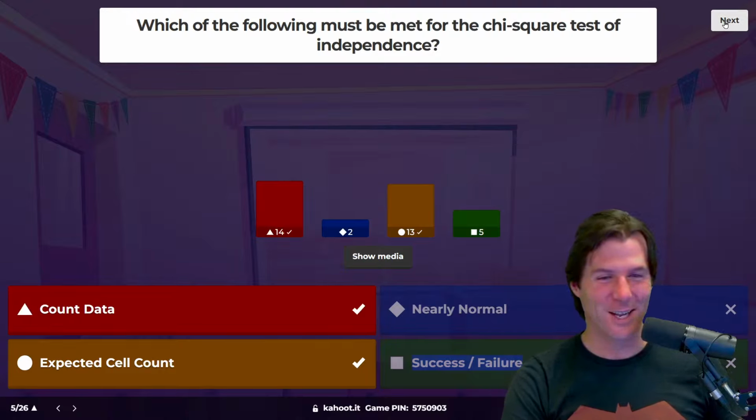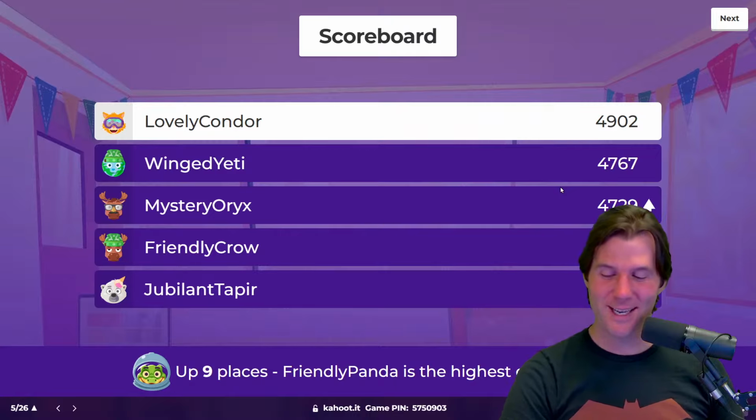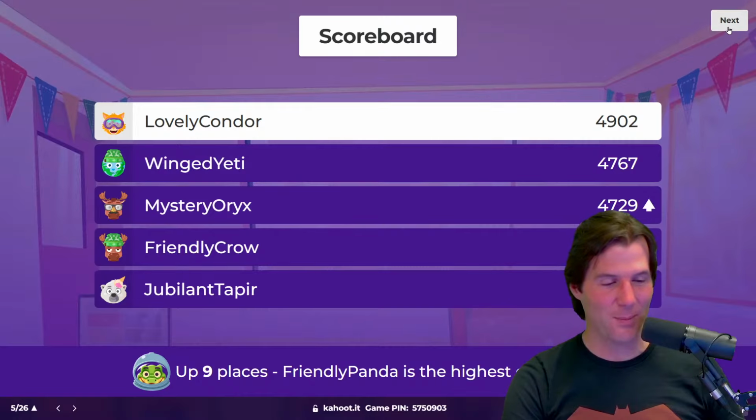We need a D-Dragon soundboard for chapter 18. Oh, yeah, remind me of that. I'll try to edit on there and we'll get it. Then it'll copyright claim us. Lovely Condor, Winged Yeti, Mystery Orcs, Friendly Crow, and Jubilant Tapir.